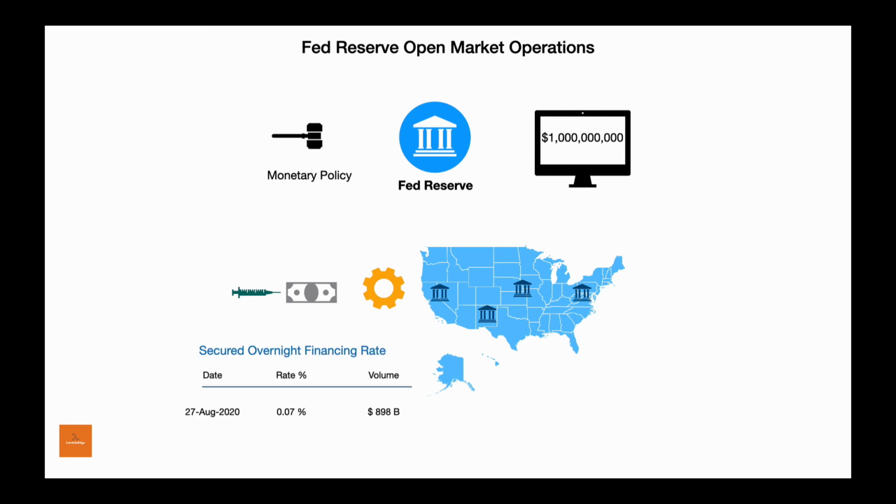The rate at which this is done is usually called the repo rate, and these days, because of the LIBOR replacement, you have the secured overnight financing rate. If you want to know more about LIBOR and its replacement rates, check out my video on the LIBOR rates. This secured overnight financing rate as of August 27, 2020 is 0.07, taken directly from the Fed's website. And the volume of repo transactions that happened on that day is about $898 billion.